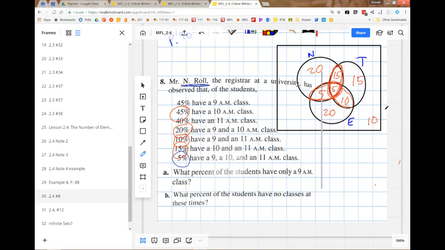So now let's answer these two questions. What percent of students have only a 9 a.m. class? Oh, only 9 a.m. That's correct. Oh, is that the 20? That is what it is. You bet. What percent of students have no classes at 9? They don't have 9, 10, or an 11. 10. That's correct.